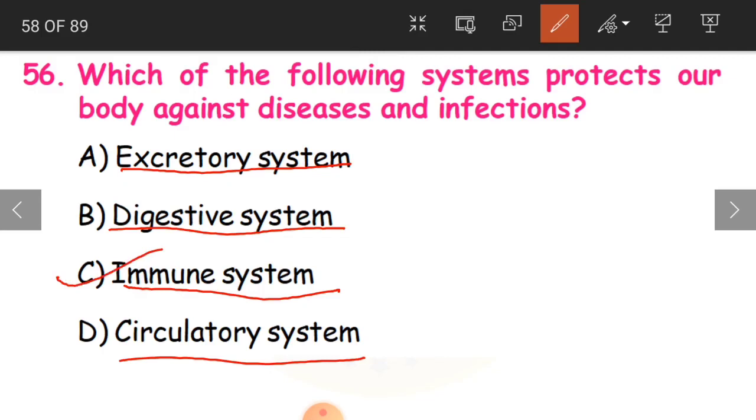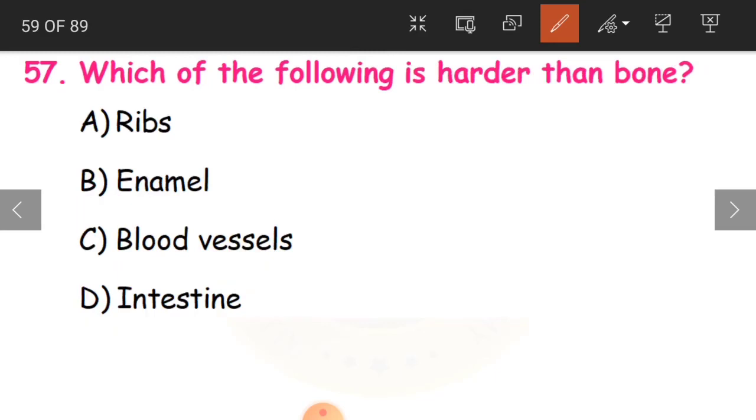So that is the reason why we ask you to take good food. If you take good food and if you do good exercises, then you will have a very good immune system, so that you will not be getting any infections. Your body will not get affected with any infections or diseases. Clear children? So the immune system is going to protect us.